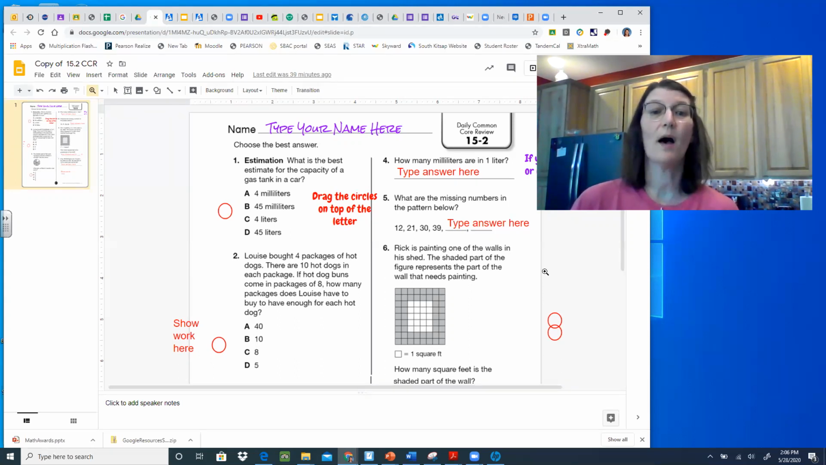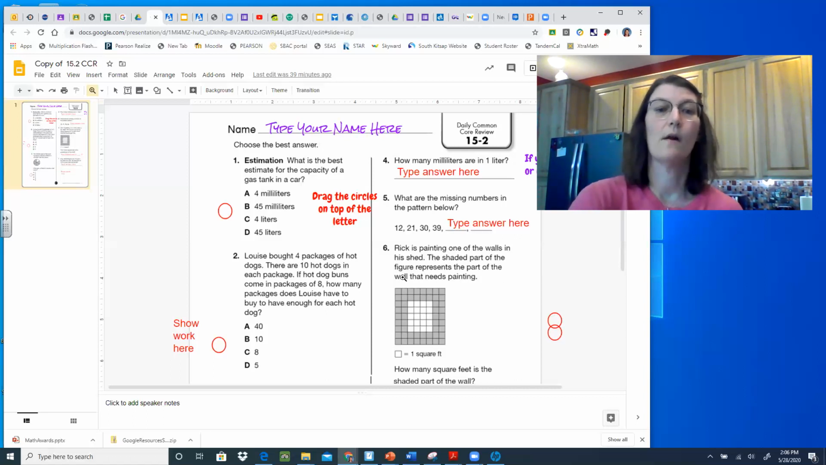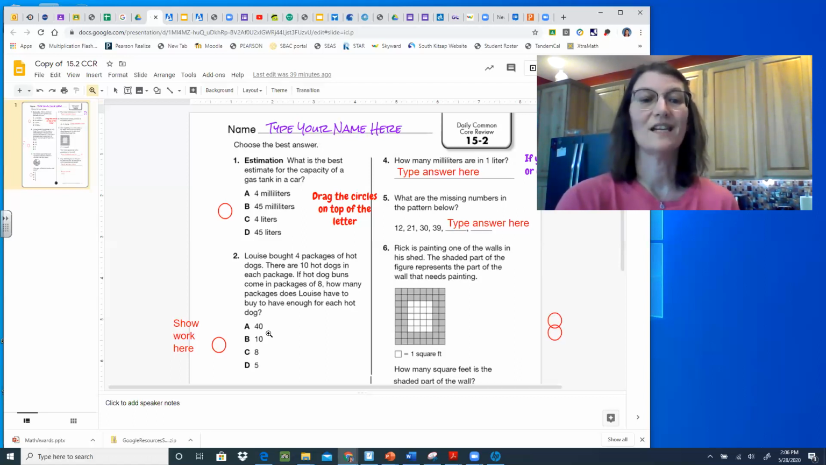Number 2, Louise bought 4 packages of hot dogs. There are 10 hot dogs in each package. If hot dog buns come in packages of 8, how many packages does Louise have to buy in order to have enough hot dog buns? Okay, let's try that again. How many packages does Louise have to buy to have enough for each hot dog?